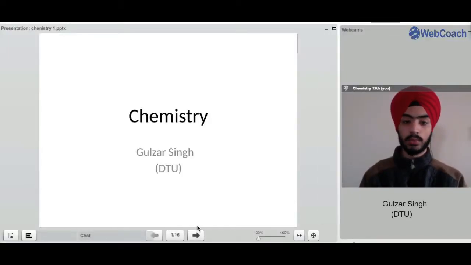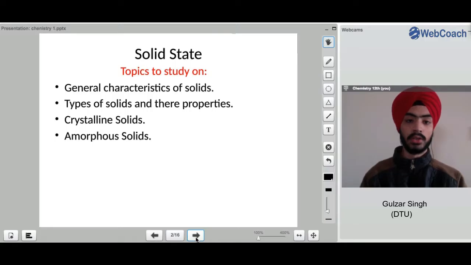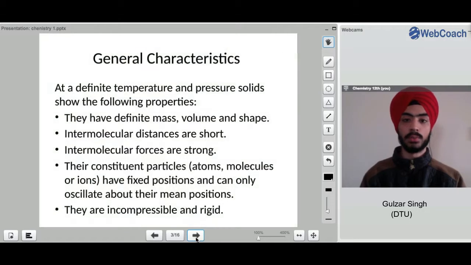So today we are going to study about solid state. Topics to study: general characteristics of solids, types of solids and their properties, crystalline solids and amorphous solids. So first we are going to discuss the general characteristics of solids.